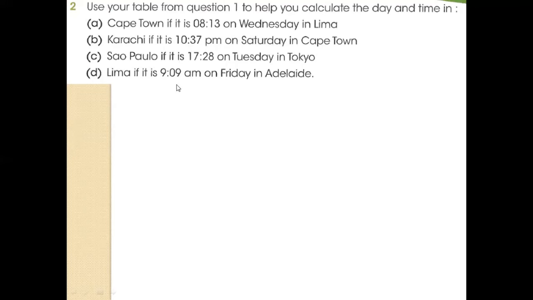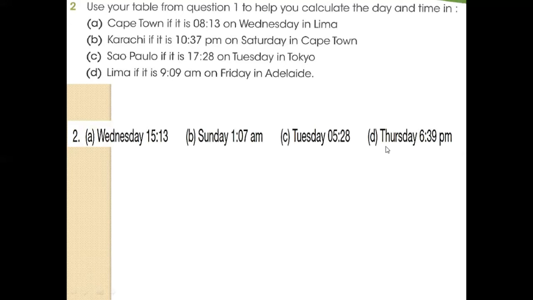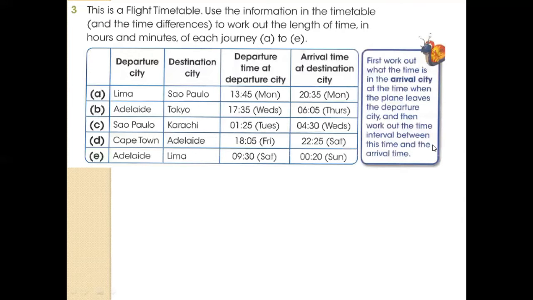So here is the morning time at 9:09. So when we are moving backward, means we are minus this. So I get it's Thursday, not Friday, one day before. So Thursday 6:39.